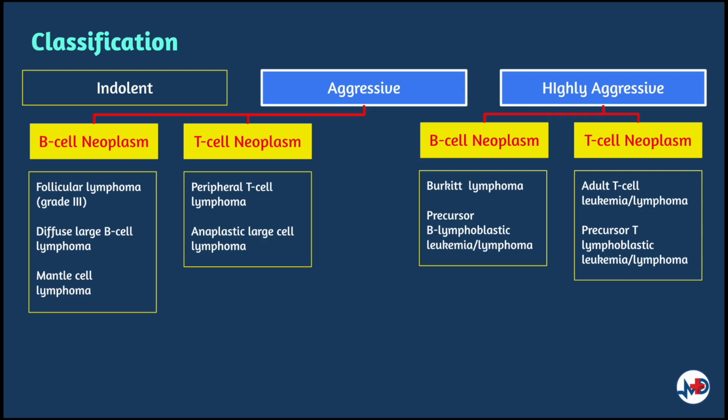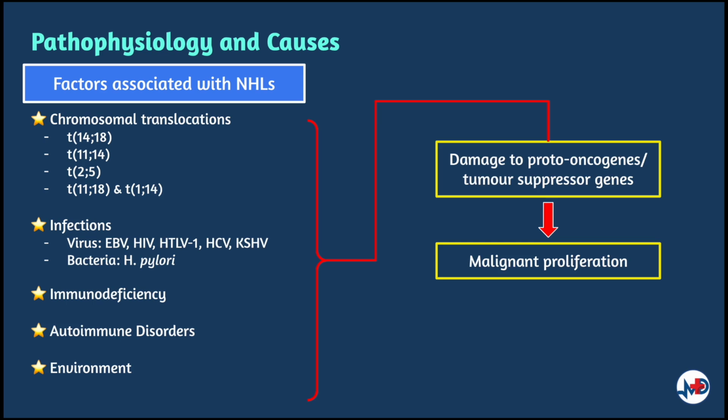dehydrogenase. Precursor T-cell lymphoblastic lymphoma predominantly affects adolescents and young adults, with males being disproportionately affected. Since this neoplasm originates in the thymus, a mediastinal mass could lead to dyspnea and superior vena cava syndrome. Moving on to the etiology and pathophysiology of non-Hodgkin's lymphoma.